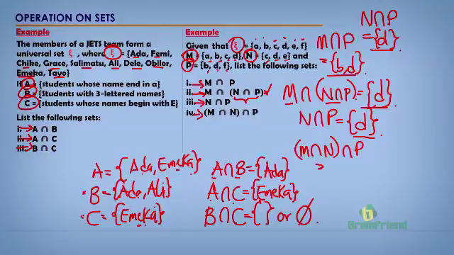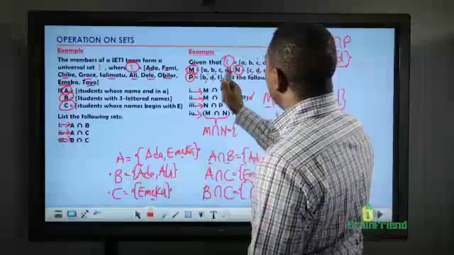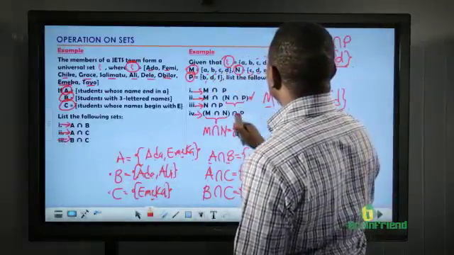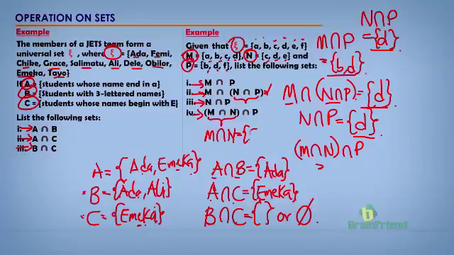To do that again, we'll first resolve our operation that is within the bracket. Let's find M intersection N, which is the set that contains all elements common between M and N. The elements common between M and N are C and D.